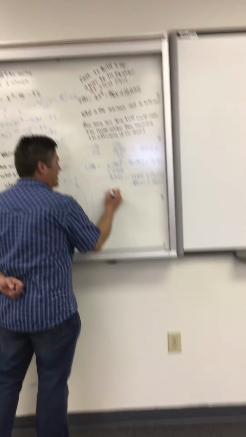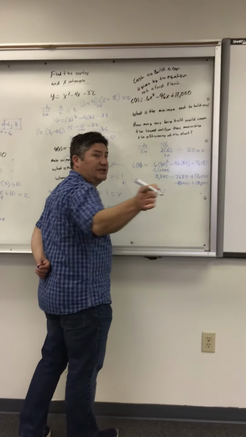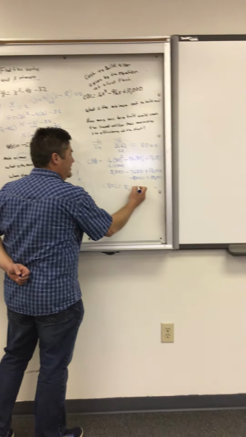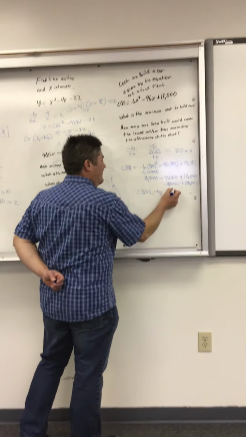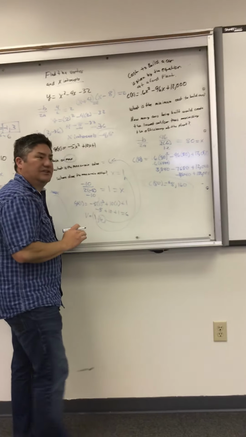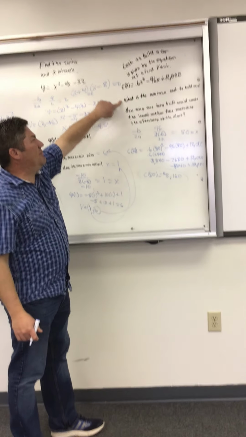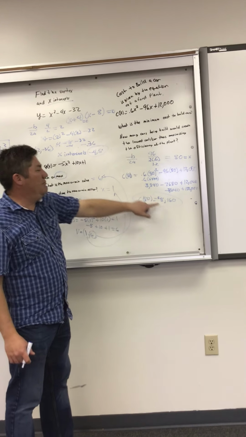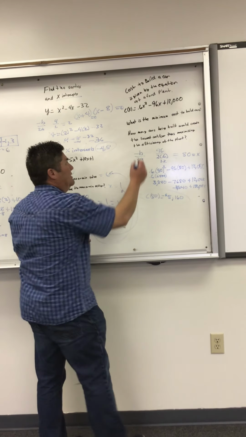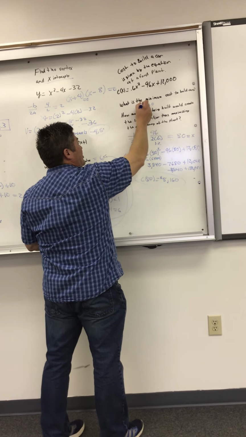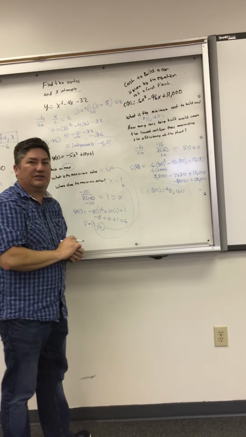So the cost of making 80 cars is going to be, say that again? $8,160 a car. So that tells us everything we really need to know. What is the minimum cost to build cars? The minimum cost is going to be $8,160. That's how much it costs to build a Ford Focus.